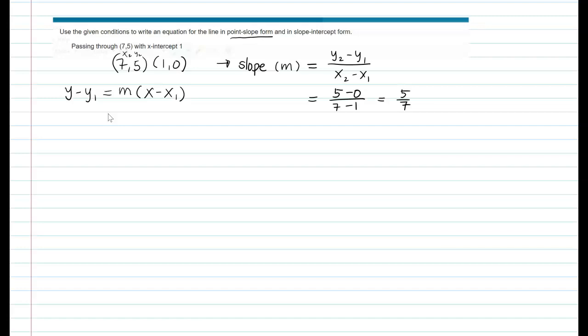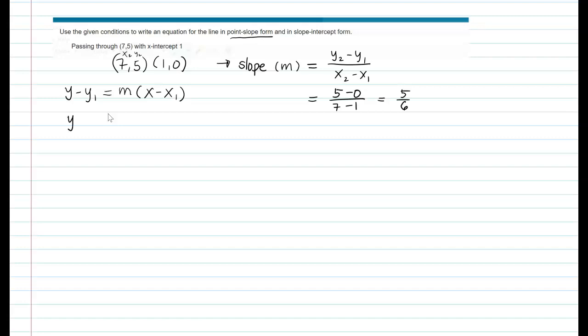Again, double check. Change in y, you would subtract the y values. So 5 minus 0, and then 7 minus 1. Oh, 7 minus 1 is 6. So the slope is 5 over 6. Then you can now plug it in. So let's plug it in here.